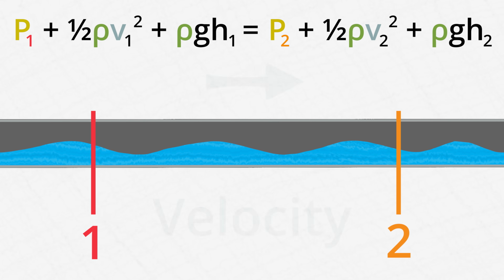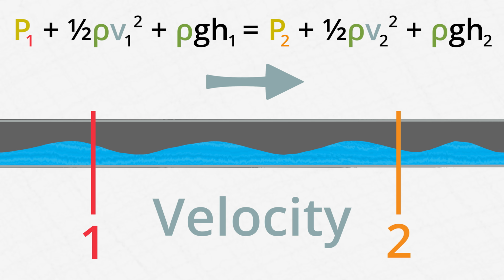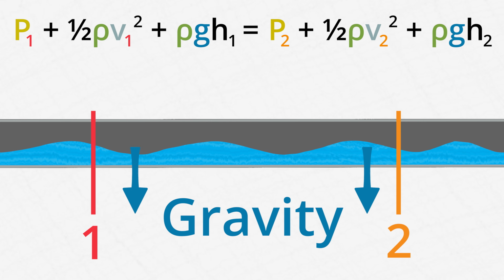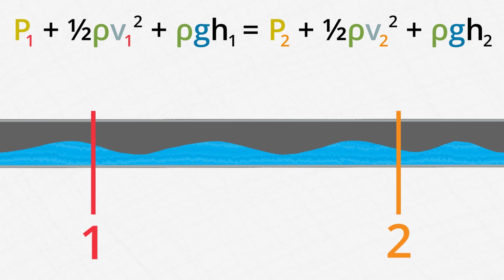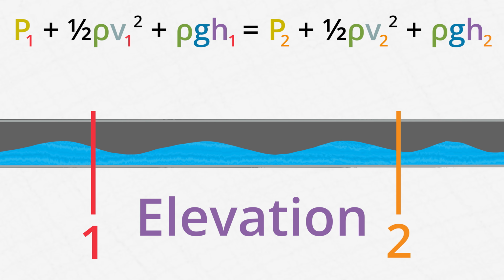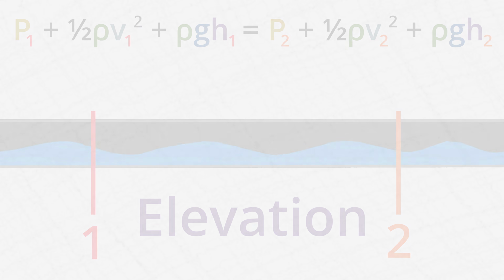The v's represent the velocity of the fluid, and the little 1 or 2 once again let you know whether you're looking at the velocity at point 1 or 2. The g's are gravity, which is again the same in both appearances. And finally, the h's represent the elevation of the fluid, with the 1 or 2 again telling you whether to look at point 1 or 2. But how is this helpful?